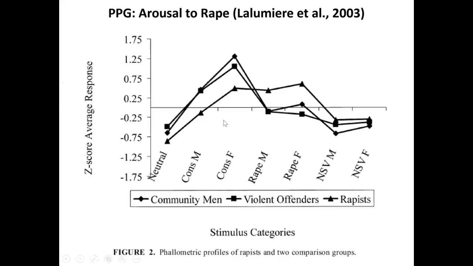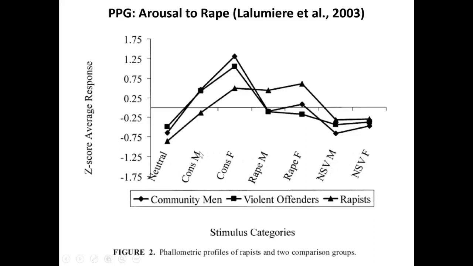And so there were different descriptions. One was neutral, it wasn't about sex at all. And then they described situations that were a consenting sexual scenario from the man's perspective, a consenting sexual scenario from a female's perspective, and then rape from a male's perspective, rape from a female's perspective, and then non-sexual violence of a male and a female. So just, beating someone up.